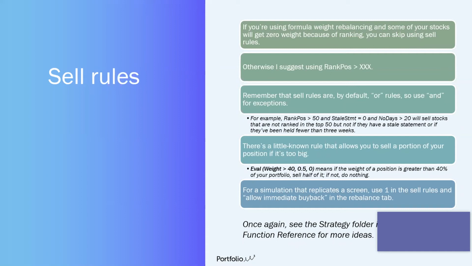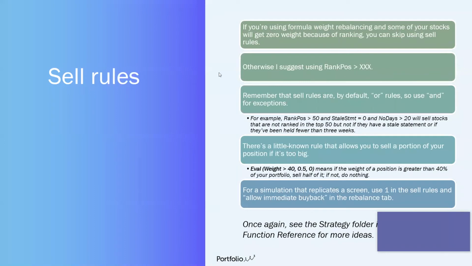Unfortunately, until we modify the way simulations are run, I cannot yet do this kind of thing with formula weight, the number of days is greater than 20, but maybe in the future. Now, there's a little known rule that allows you to sell a portion of your position if it's too big. And that is eval weight is greater than something, and then a fraction, and then 0. That means that if the weight of the position is greater than this percent that you want, sell half of it, and if not, do nothing.